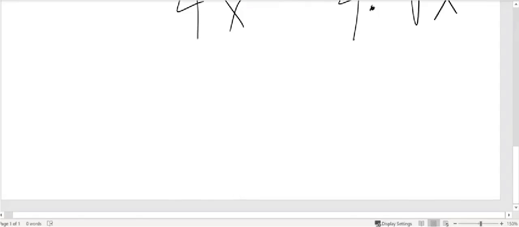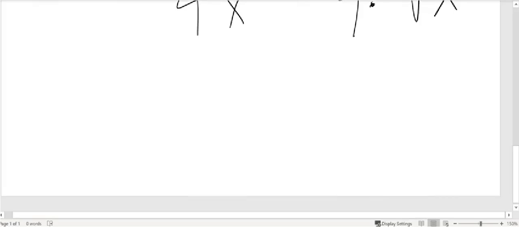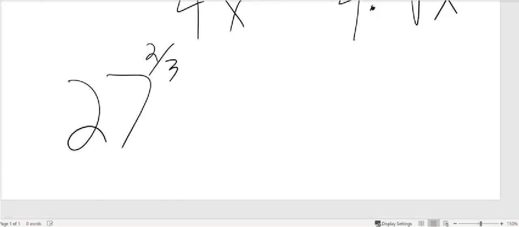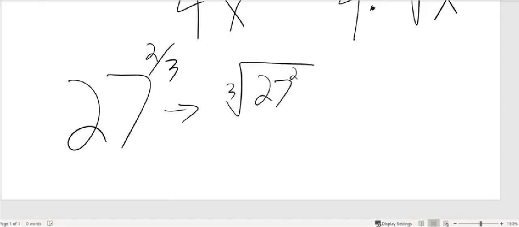Alright, next one. 27 to the 2/3. Now with this one, we actually have to find the answer. We're not just simplifying or converting, we're actually solving it and finding a number. So first, I would always recommend converting to radical form. So the 3rd root of 27 to the 2nd power.